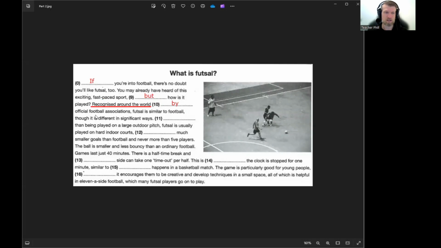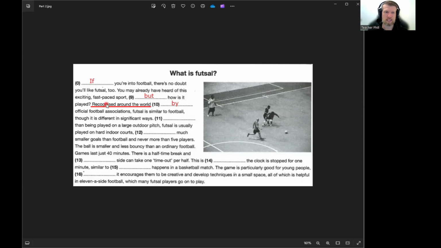Recognized by official football associations. Futsal is similar to football. I think that makes sense. So we see here that we have a specific verb structure, and this verb structure dictates the word that needs to go into the gap. In this case, by official football associations, because they recognize futsal.